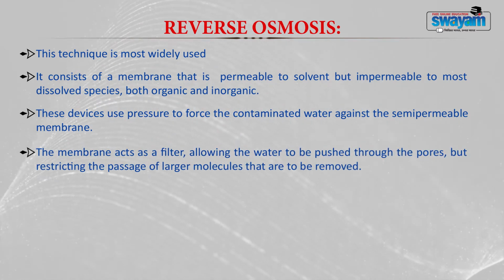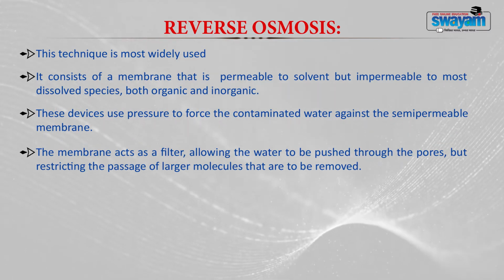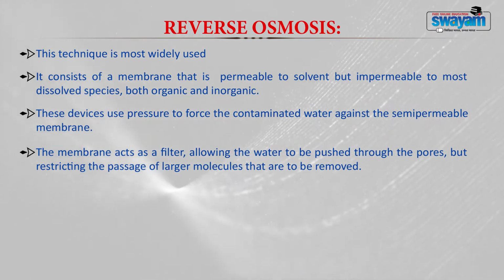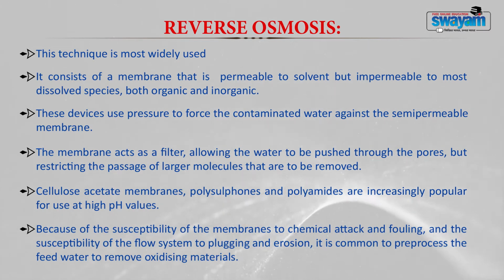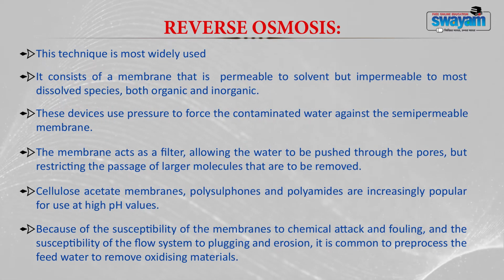Now, the membrane generally acts like a filter and it allows only the water. Water is forcefully pushed through the pores, but it restricts the passage of large molecules which is generally removed as a reject. Now, cellulose acetate membrane, polysulfones, polyamides are the different types of membrane which are generally used in a reverse osmosis process. Due to the susceptibility of membranes to chemical attack, fouling and plugging of the flow system and erosion problems, the feed water is generally pre-processed and then subjected to the reverse osmosis process.